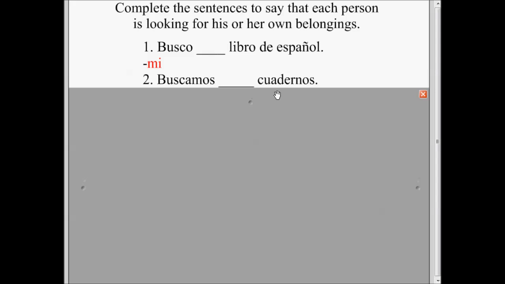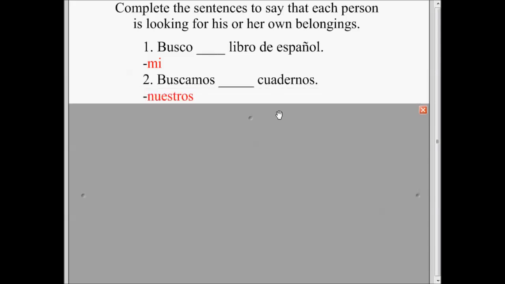Buscamos blank cuadernos. Remember, we're filling the blank in with a possessive adjective. Buscamos. We're looking for blank cuadernos. We're looking for blank notebooks. If it's possessive adjective, and we know it's talking about us, we need to use the word our. Nuestros. Remember, cuadernos is masculine, but it's plural. For this reason, we use nuestros.